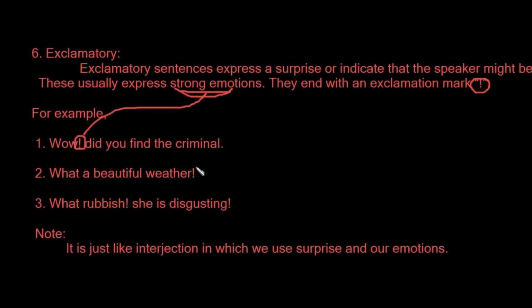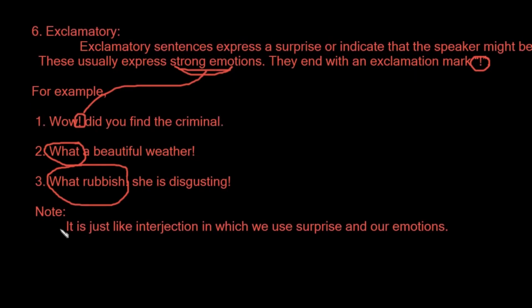Okay, what a beautiful weather. Maybe the weather is so fine, so beautiful, and when someone woke up and saw this whole weather situation, he got surprised, and he said wow, or maybe what a beautiful weather. It is an exclamatory sentence, and we can use an exclamation mark. Okay, what rubbish is disgusting. So what rubbish is also an exclamatory sentence. It is just like an interjection, which we use to show surprise and emotions. I hope it is clear.